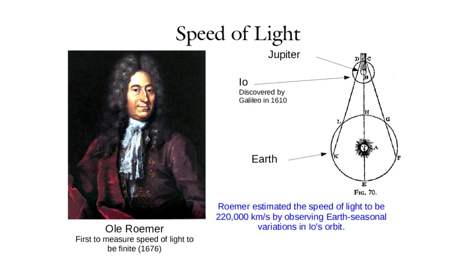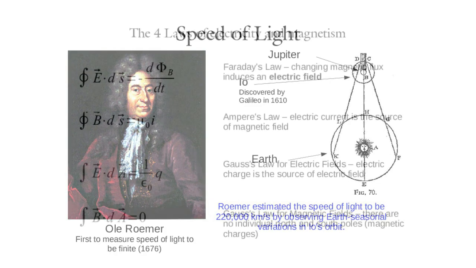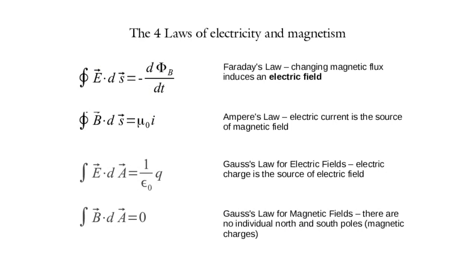Okay. Let's go back and talk about what we've been doing for this whole semester. There are four fundamental laws of electricity and magnetism, which are collectively known as the laws of electromagnetism. And that name is not an accident. It's not just for convenience. We now consider these to be a single phenomenon.